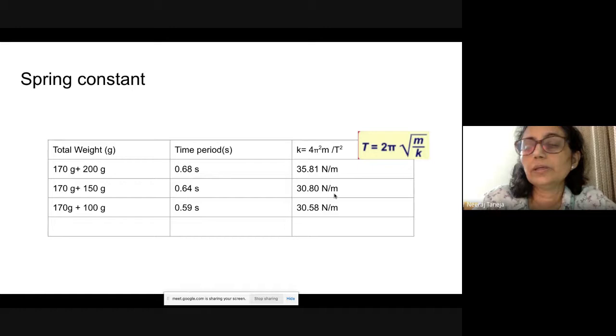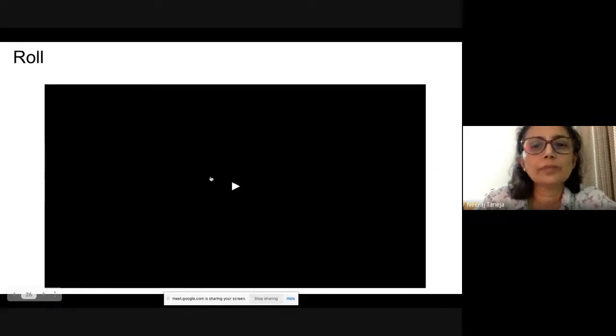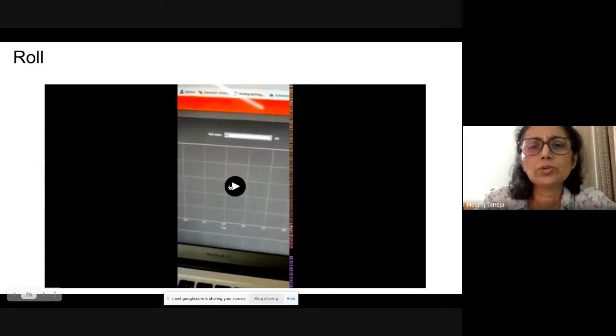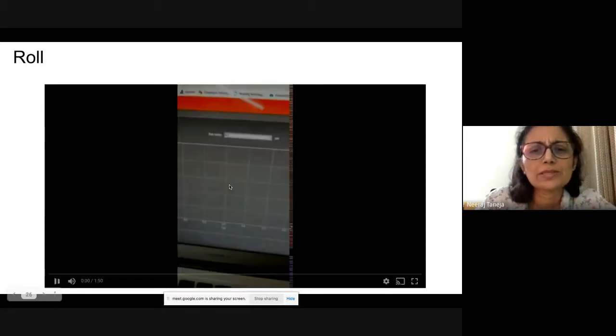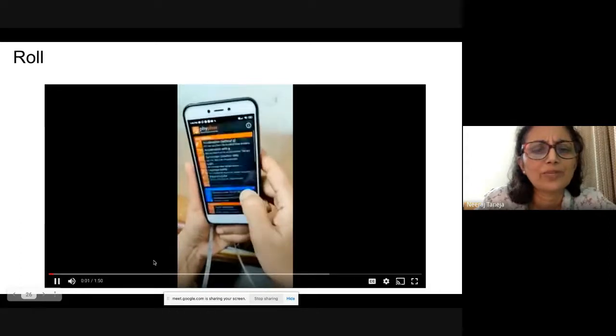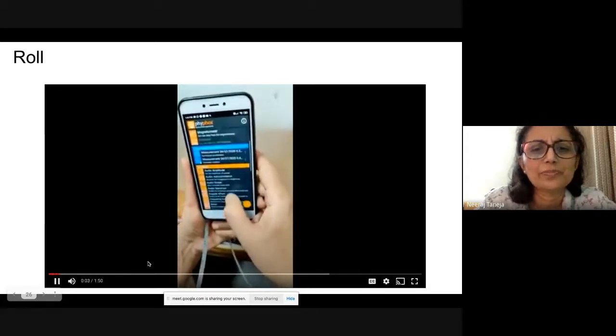A lot of data can actually be collected. I had only a few of these weights at home, so I could just take this much, but more data can be collected by using more of these. So I think there is one more application you can try. This is Roll. I would just like to show you. I have a 1.5 minute video.